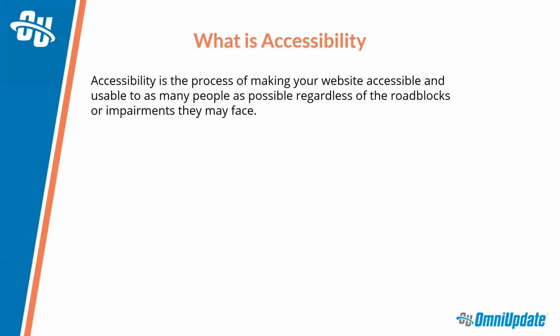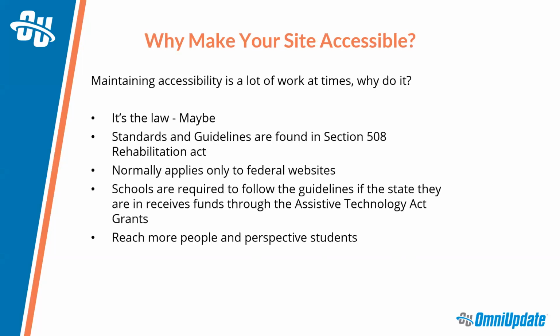So what is accessibility? Accessibility is the process of making your website accessible and usable to as many people as possible, regardless of the roadblocks or impairments they may face. So why make your site accessible? Well, it's the law. Maybe.